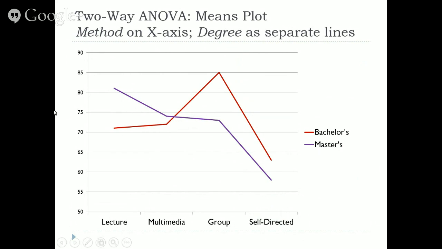So we can see some reversals, for instance. So for lecture, master's classes did better. Classes that had a master's level teacher did better. But for group testing, or for group class formats, classes with a bachelor's level teacher did better. And then there wasn't as much of a difference for multimedia or self-directed learning, although the smaller difference might matter as well.